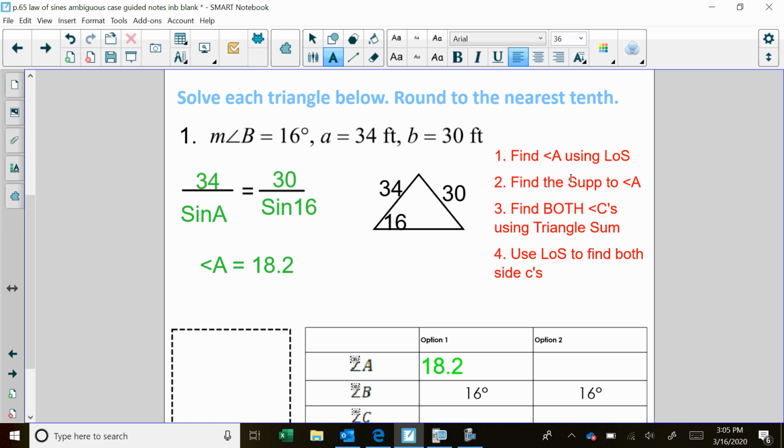Second step, okay, we're going to find the supplement to A. So the supplement of A is 180 minus 18.2. It's going to give us 161.8. So that goes right here, 161.8.